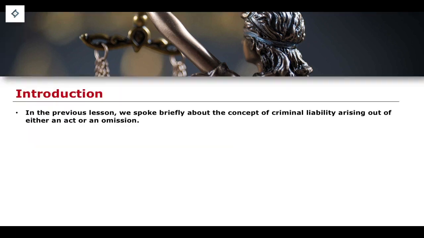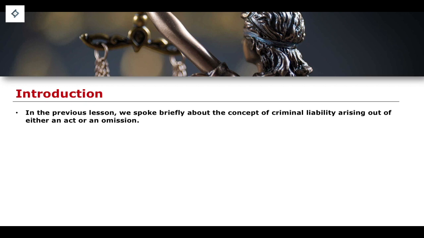So we spoke briefly about the concept of criminal liability being something that can arise in certain circumstances out of an act that is committed. That's relatively uncontroversial. If I, for example, go and commit murder, I go and do an act where I intentionally kill somebody, then that is obviously murder. The same can be said for things like sexual offences as well.